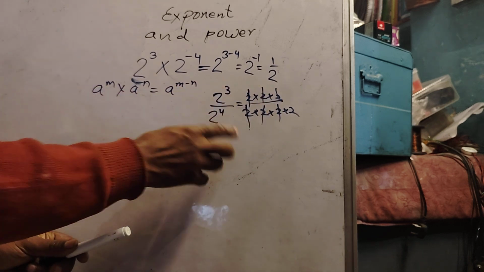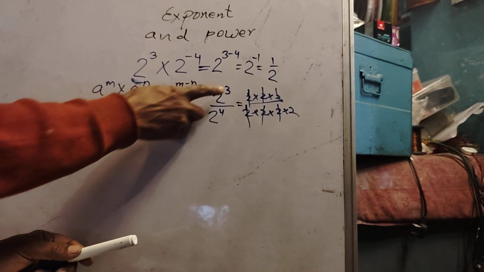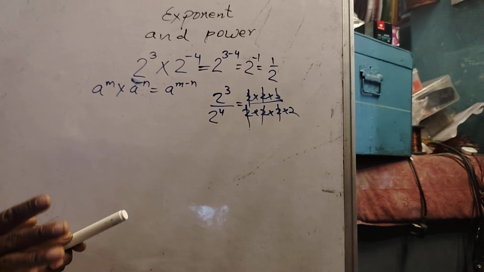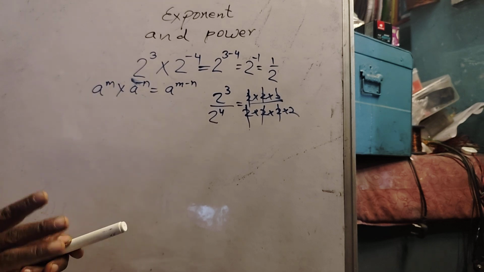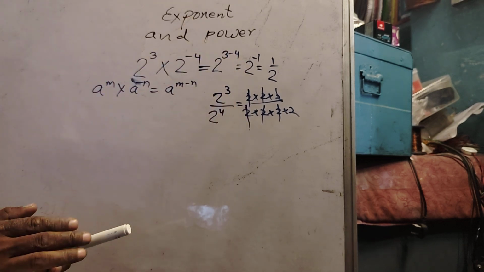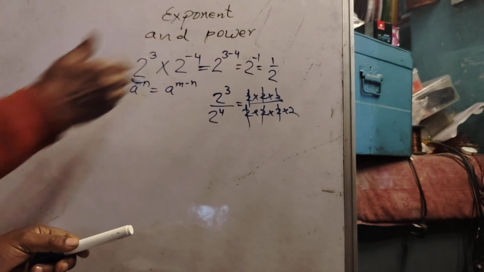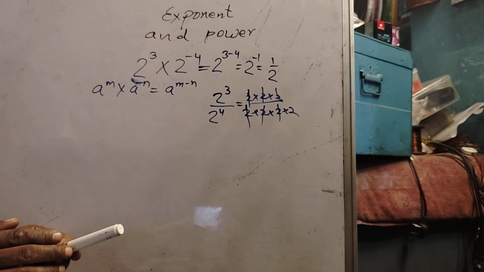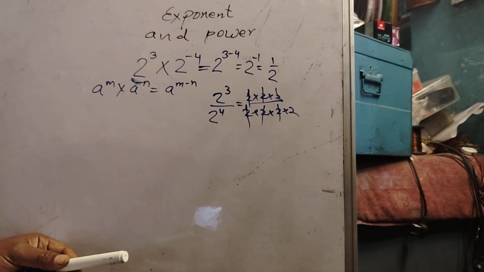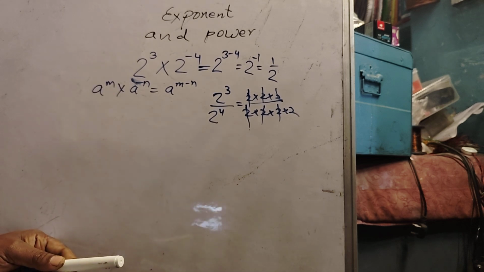But with this cancellation method, if the power is large, like 100 or 150, it is not feasibly possible. In that case we cannot use the cancellation method. So this exponent and power method is more usable. In that case only subtraction is there. Okay, I think the screen was not clear, or is it okay?